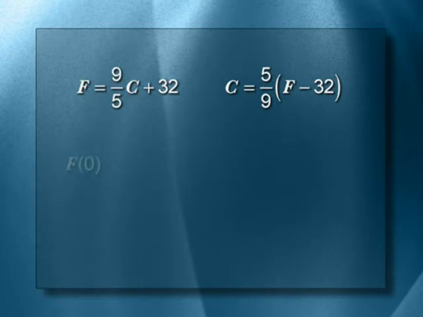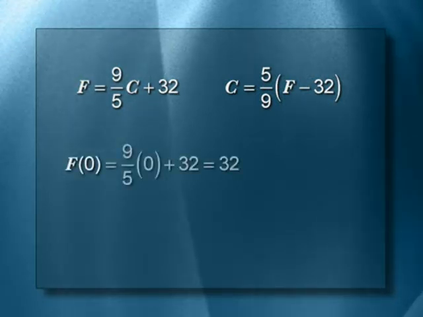For instance, what's F of 0? Let's plug it into the formula. F of 0 would be 9/5 times 0 plus 32, or 32. In other words, 0 degrees Celsius is 32 degrees Fahrenheit.